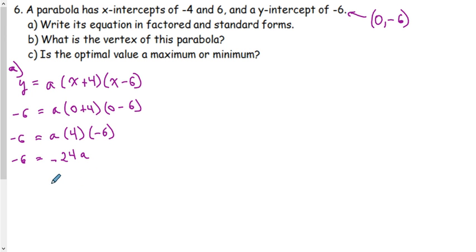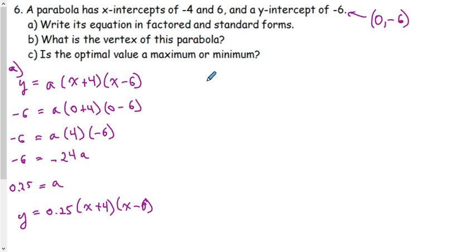Okay, so now we'll divide both sides by negative 24, and we end up getting a is 0.25, and it's positive. So a quarter. But I kind of like writing as a decimal in this just because it'll make it a little neater and easier to write. So y is 0.25, x plus 4, x minus 6. There we go. Not my best 6 ever. Okay, cool. So now that we've got this in this form, we can keep going with a.